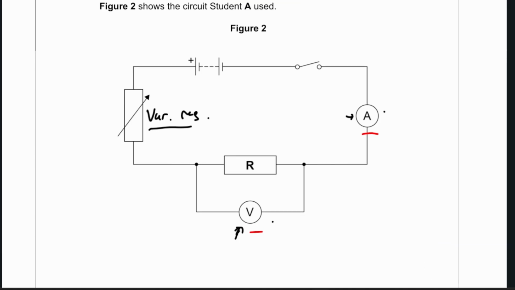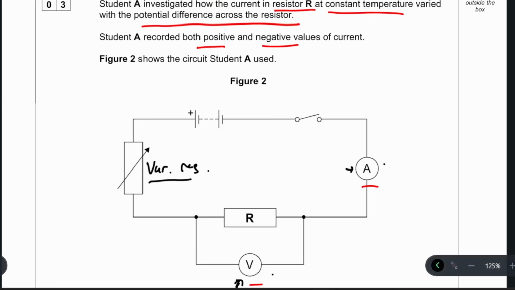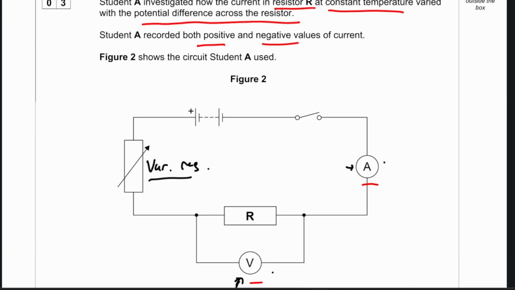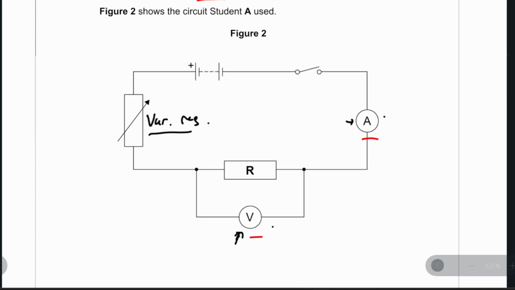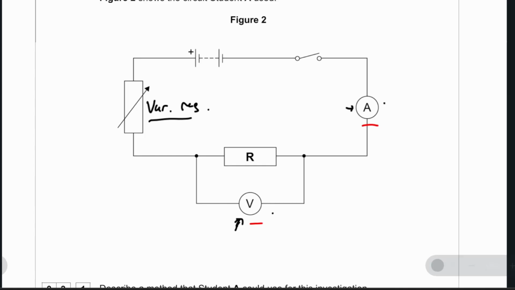Now to get the negative values, you want to reverse the connection of R to the power supply. Remember we said over here we want to get both positive and negative values. So if this direction gives us positive values, then we want to actually switch these terminals. So this terminal connects over here, and this terminal goes over here. That would mean our current is flowing the other way, and so we'd get negative values of current, which is basically what we want.